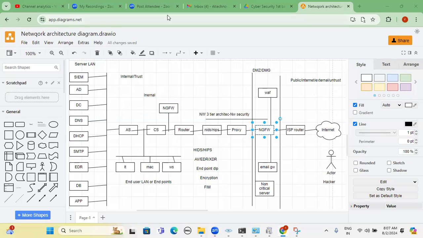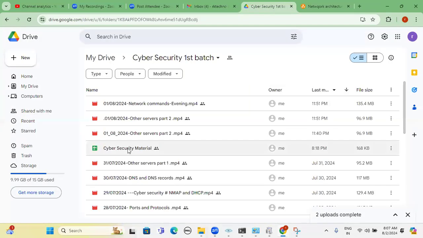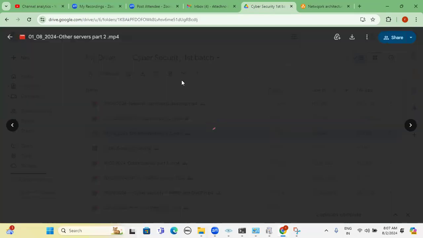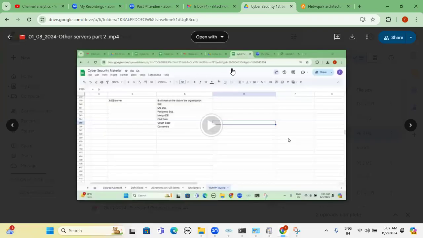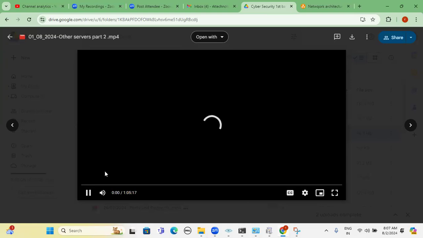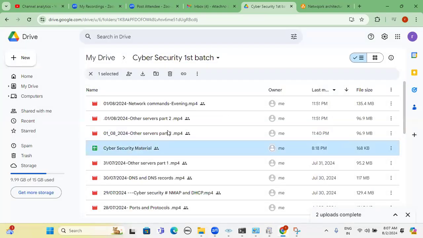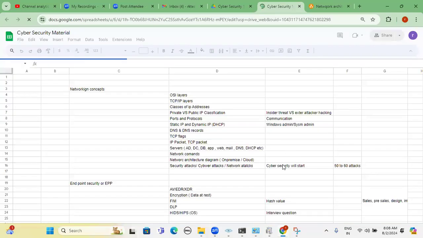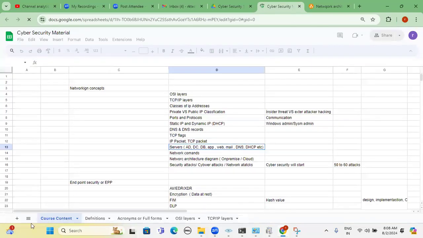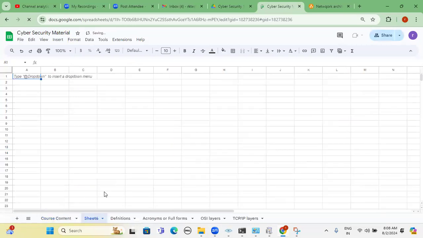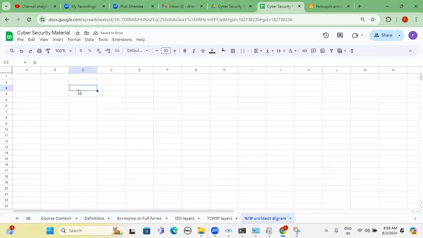So let's go and see. I will go back to our folder. For this one, I'll create a new page. Then I'll move it here. So I'm giving it the title network architecture diagram. First, what is meant by network architecture diagram?